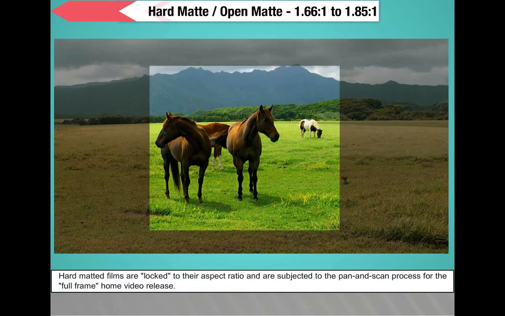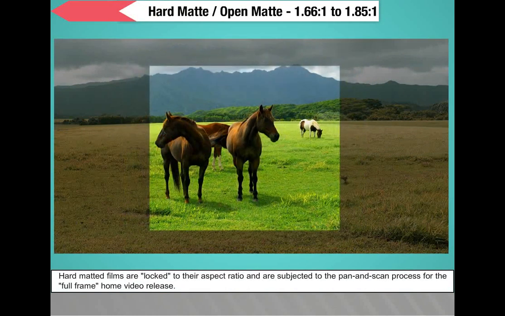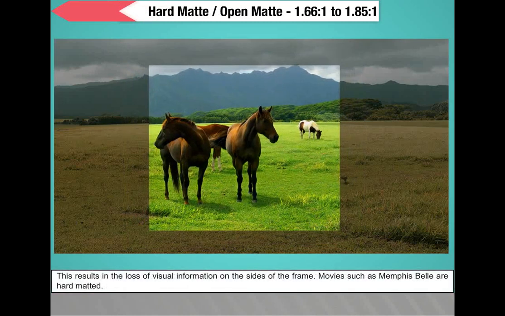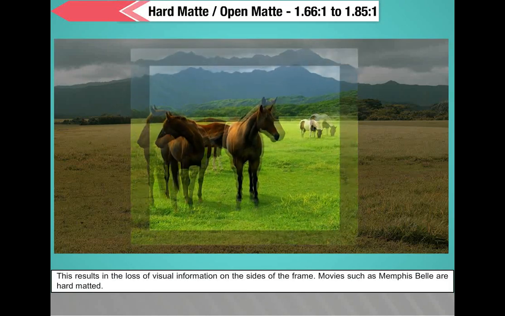Hard-matted films are locked to their aspect ratio and are subjected to the pan and scan process for the full-frame home video release. This results in the loss of visual information on the sides of the frame. Movies such as Memphis Belle are hard-matted.